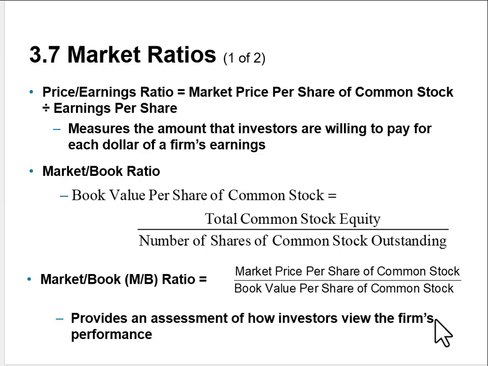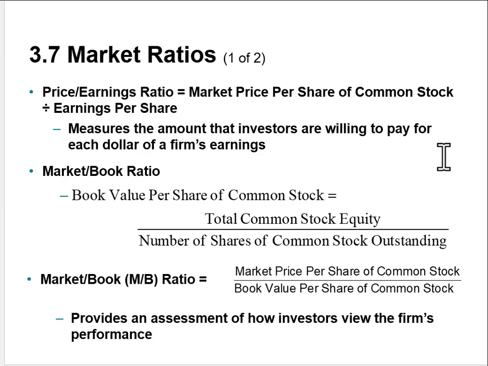These are relationships between the stock price of the company and another ratio or another line item. So in this case, we have the PE ratio. This is the market price divided by earnings per share. Now, this talks about the amount investors are willing to pay for each dollar of a firm's earnings, right?